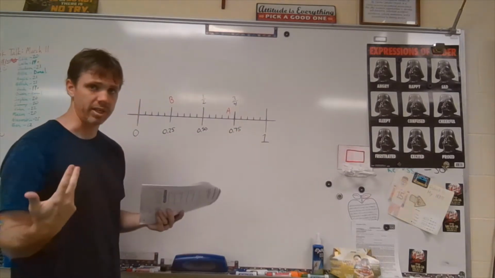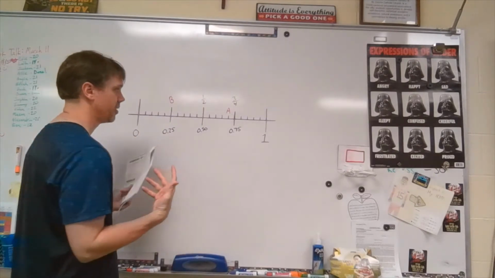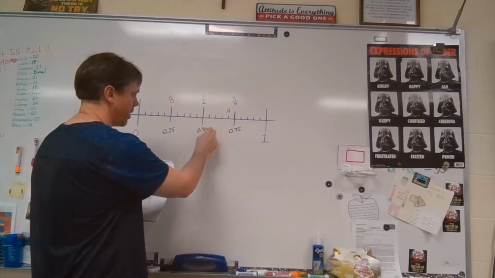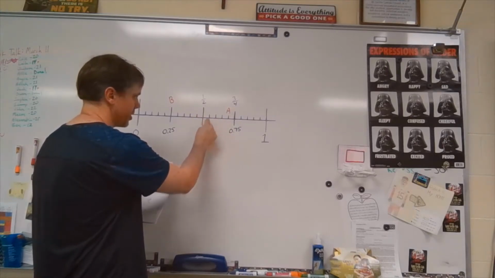So a couple things. Since this is a number line, we could count and figure out what each one of these little distances here is worth.